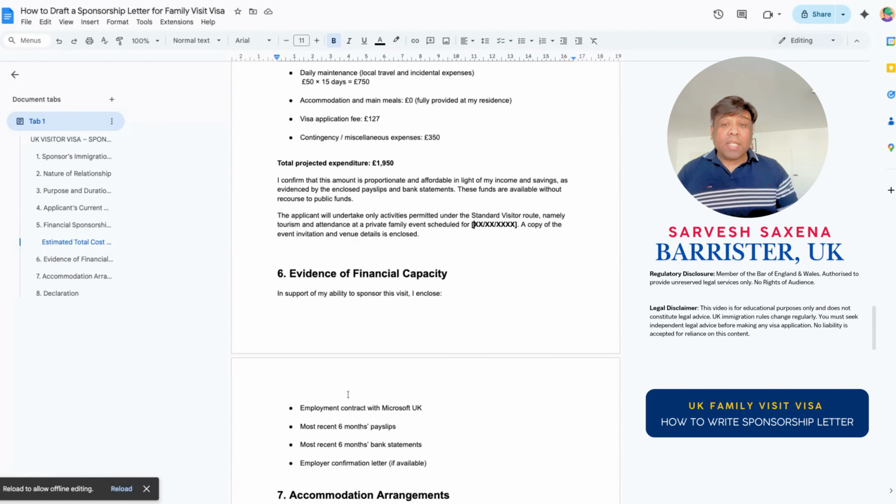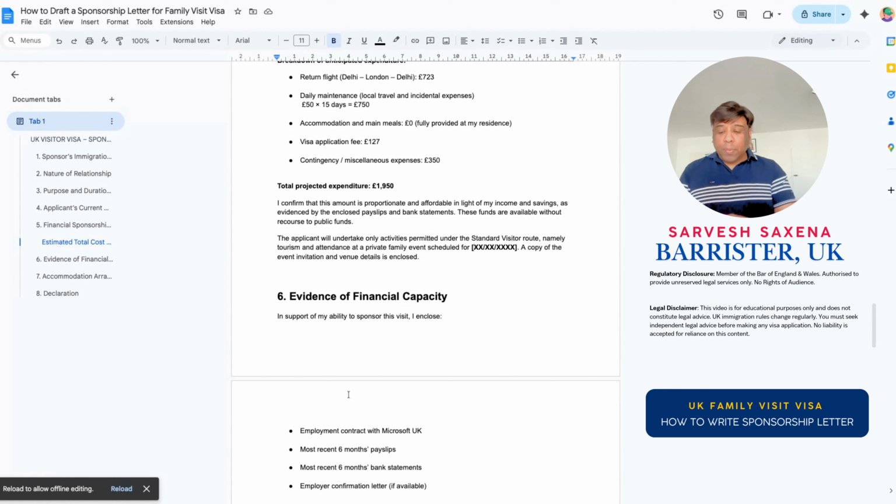Evidence of financial capacity. Now, this is where you need to prove that a sponsor is able to look after you financially. So what do you need to provide? The employment contract, for example, with Microsoft. This person is working, last 6 months bank pay slips. So for example, we're in the month of March, so I will provide February, January, December, November, October, and potentially September, right? Last 6 months of bank statements.